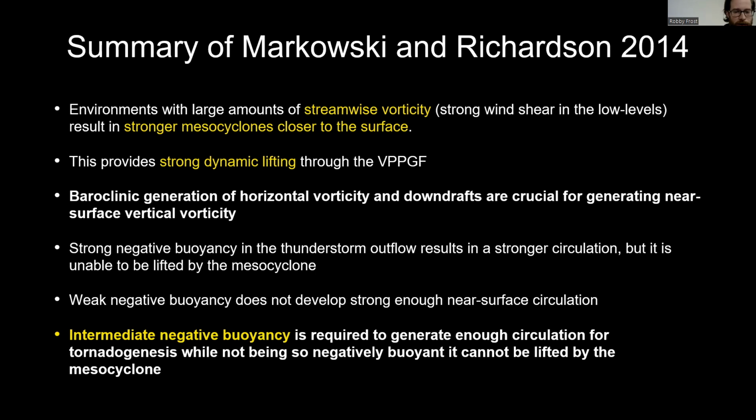They found that weak negative buoyancy does not develop a strong enough near surface circulation. So even if you have a really strong updraft, there's some limit where if you don't have enough of a cold pool in these simulations, you just don't generate enough vertical vorticity.